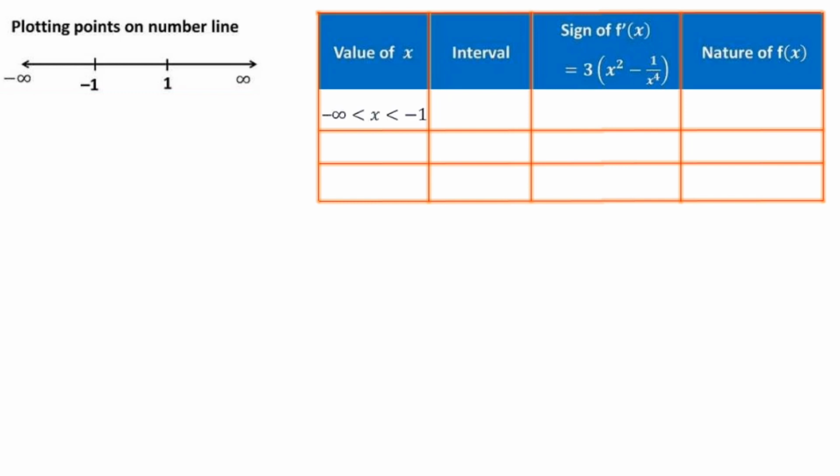So here, between minus infinity and minus 1, in this interval we are going to take a number. So from here I am taking a number, that is minus 2. From here, minus 2 if I take.